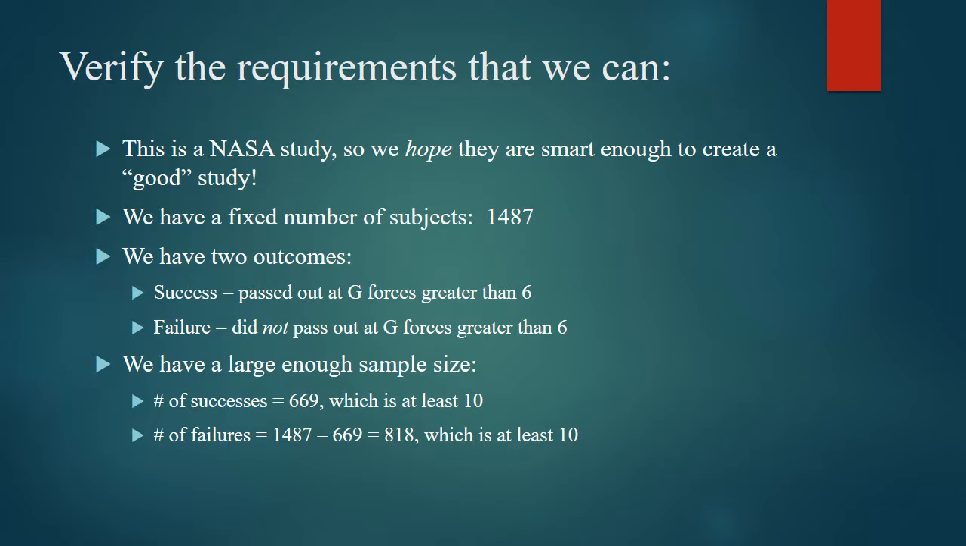Do we have a large enough sample size? Well, our number of successes is 669. 669 people passed out at G-forces greater than 6. Yeah, that's at least 10. Plenty there. Is our number of failures also big enough? Well, we take our sample size of 1,487 and subtract off those 669 successes, leaving us with 818 failures, which is also at least 10. So we have a big enough sample size. We can do the stuff we're going to do and get meaningful results.